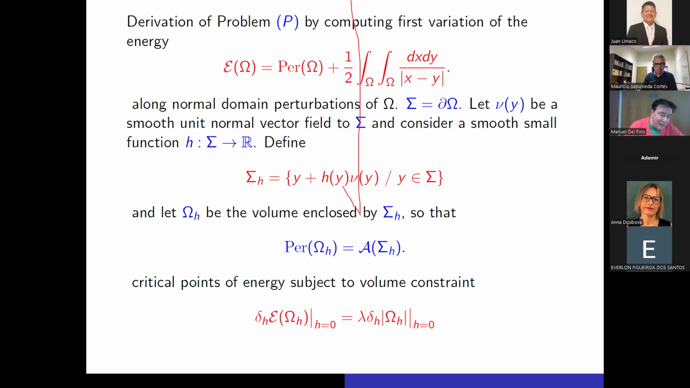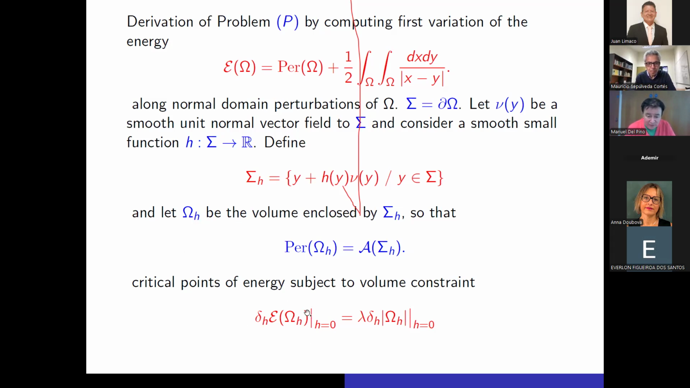To do that, let me first show you the derivation of the problem P. For that I need to compute the first variation of this guy. What we have then is this, the energy is this, and along normal domain perturbations, then I have sigma h given by this guy, yeah?